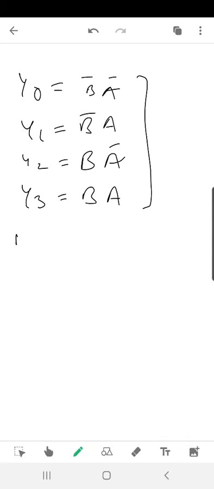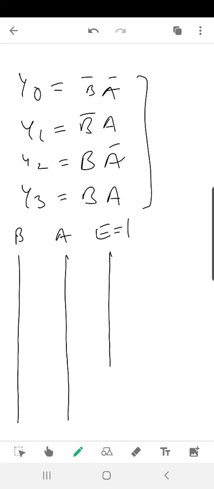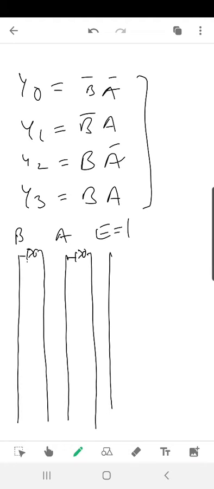So first of all, we take one input as B, then we take A, then we take enable. Enable is always at 1. Now to obtain the complemented form of B, we will require a NOT gate. If these are representing our inputs B, A and E, to get B complement, we use a NOT gate and this will be our B bar. To get A complement, we will again use our NOT gate and this will be our A bar.